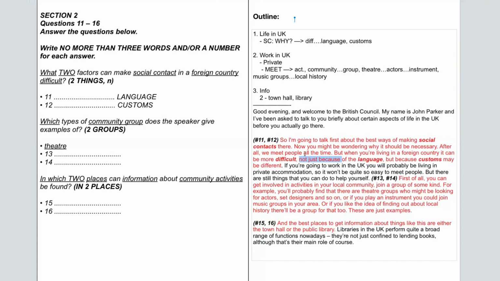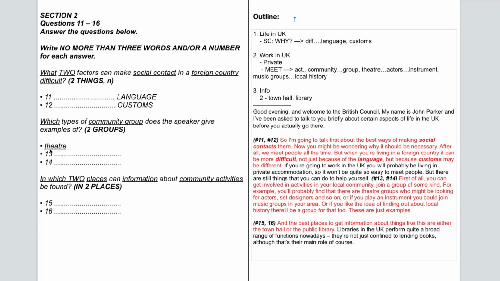The fact that you see not makes students think that it's negative and that it is not the answer, but it's a very common way to introduce 2 things. So it's not just because of the language, but also because of the customs. So be on the lookout for these phrases because they are meant to trick you. And the speaker here introduces language and customs. Perfect. Now, number 13 and 14.